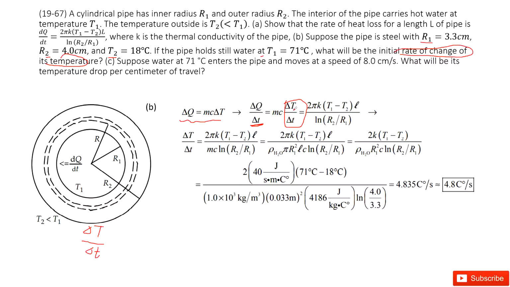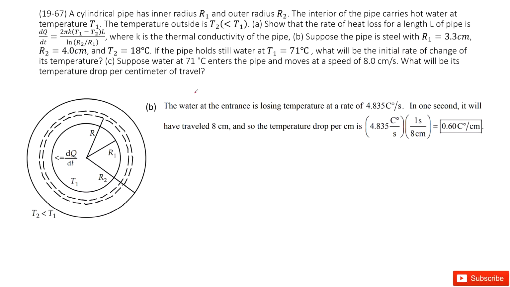Delta T over delta t, the change in temperature over the change in time. Now you can see we can replace delta Q over delta t with this function. In this case, we can write the target, delta T over delta t, as equal to this function. No problems. Agree? Now input all the given quantities and get the answer there.